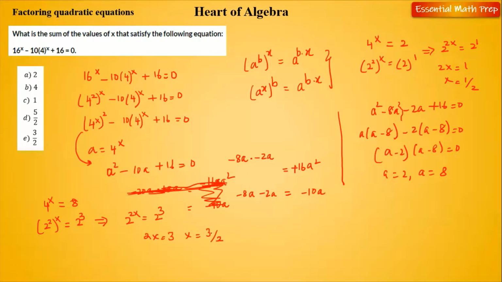The question asks for the two possible values of x when added up, what is the final value? That means x equals 3 over 2 and we have 1 over 2. If we add 3 over 2 plus 1 over 2, we get 4 over 2 equals 2. So the final answer is 2.